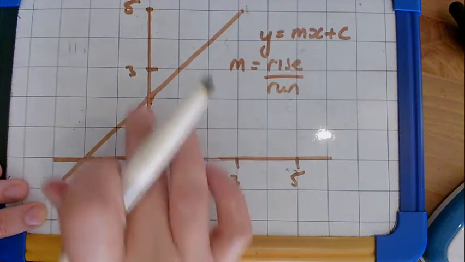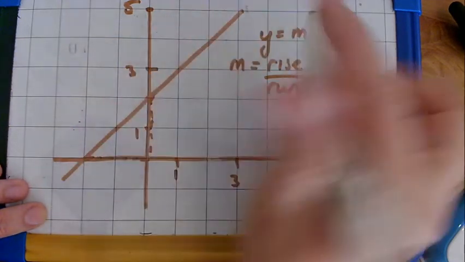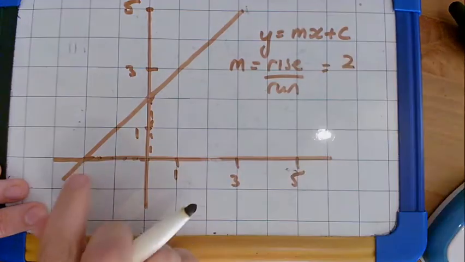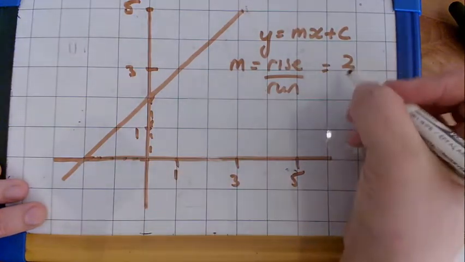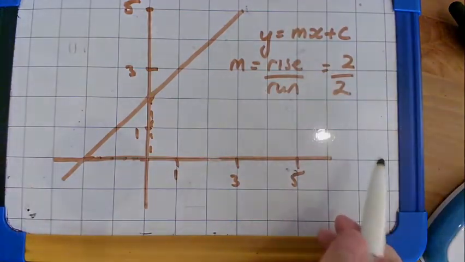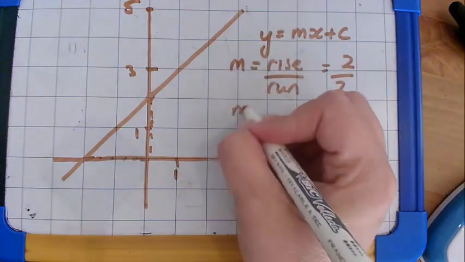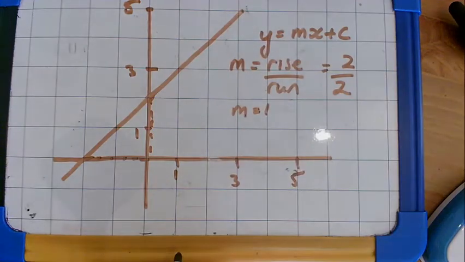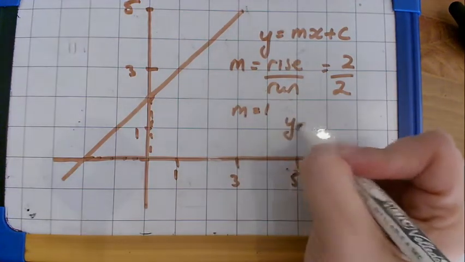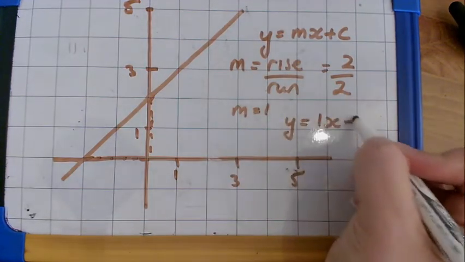Well, how far up have we moved? We've moved 2 spaces. How far across have we moved? We've moved 2 spaces. So my gradient is 2 divided by 2, which is 1. So automatically I know my graph is y equals 1x plus something.